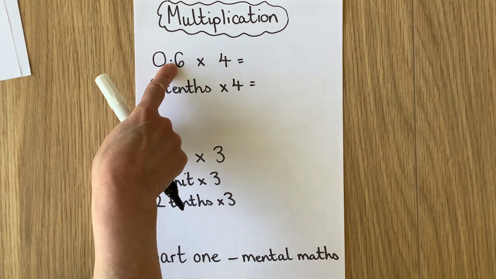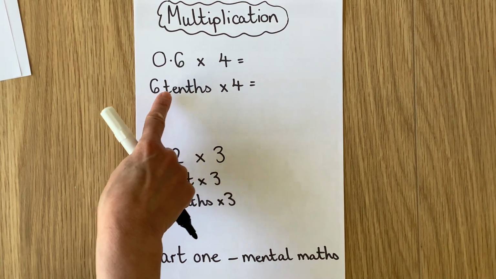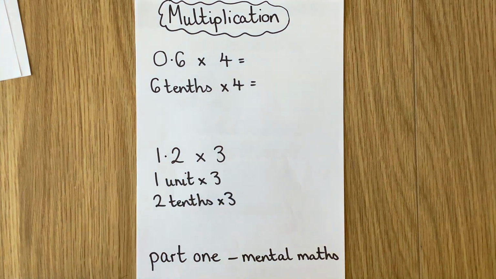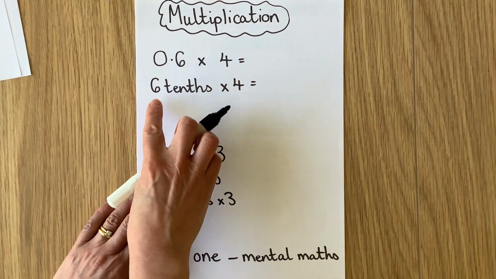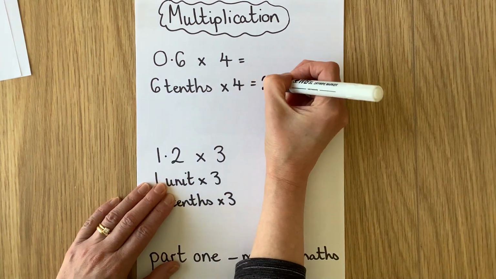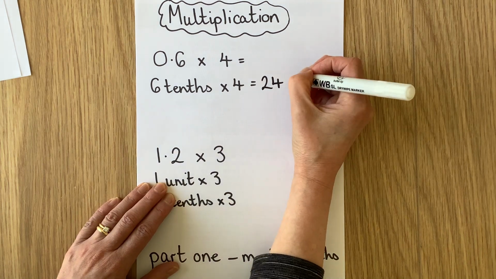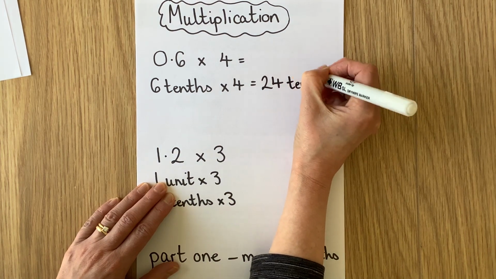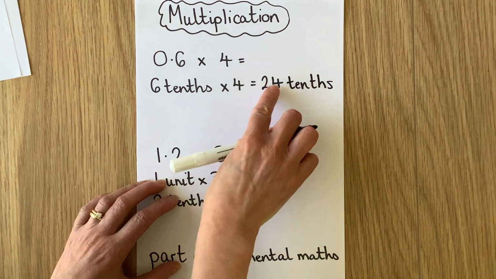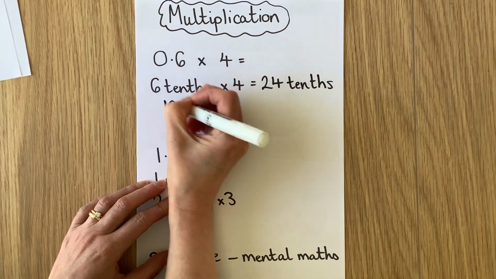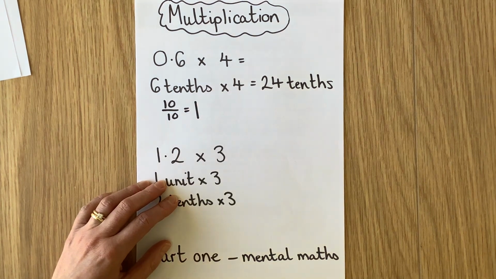Well, what does 0.6 mean? 0.6 simply means I've got 6 tenths. 6 tenths multiplied by 4. What is 6 times 4? Well, 6 times 4 is 24. And if that's 6 tenths times 4, then that means I've got 24 tenths. Now, we know that 10 tenths is the same as 1 whole thing.